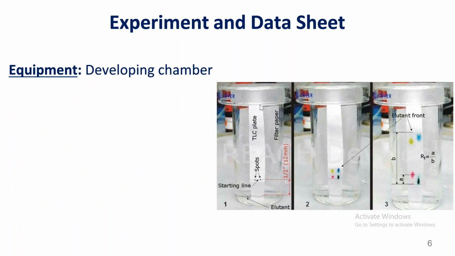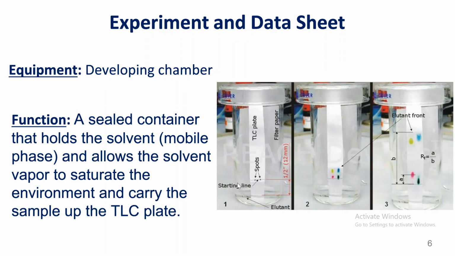If you can see, the TLC plate is sitting in a chamber. This is the developing chamber. So it's a sealed container that holds the solvent. The solvent, again, as we said in the last lab, is the mobile phase, which is the liquid that will be traveling up the plate. Now, this allows the solvent vapor to saturate the environment and carry the sample up the TLC plate. So the second equipment you want to write is the developing chamber.